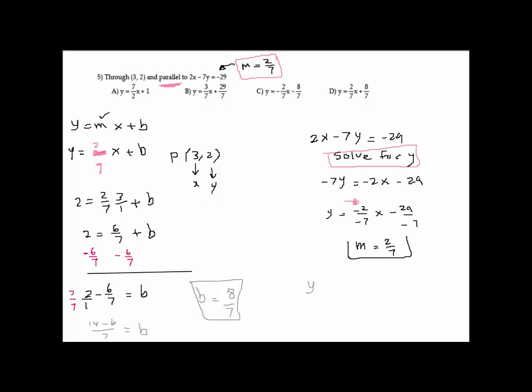y is equal to mx plus b. I know my slope is 2 over 7, and my y-intercept is 8 over 7. So which one would be the right choice? A, B, C, or D? D, as in dog. Very good. All right, you got it.